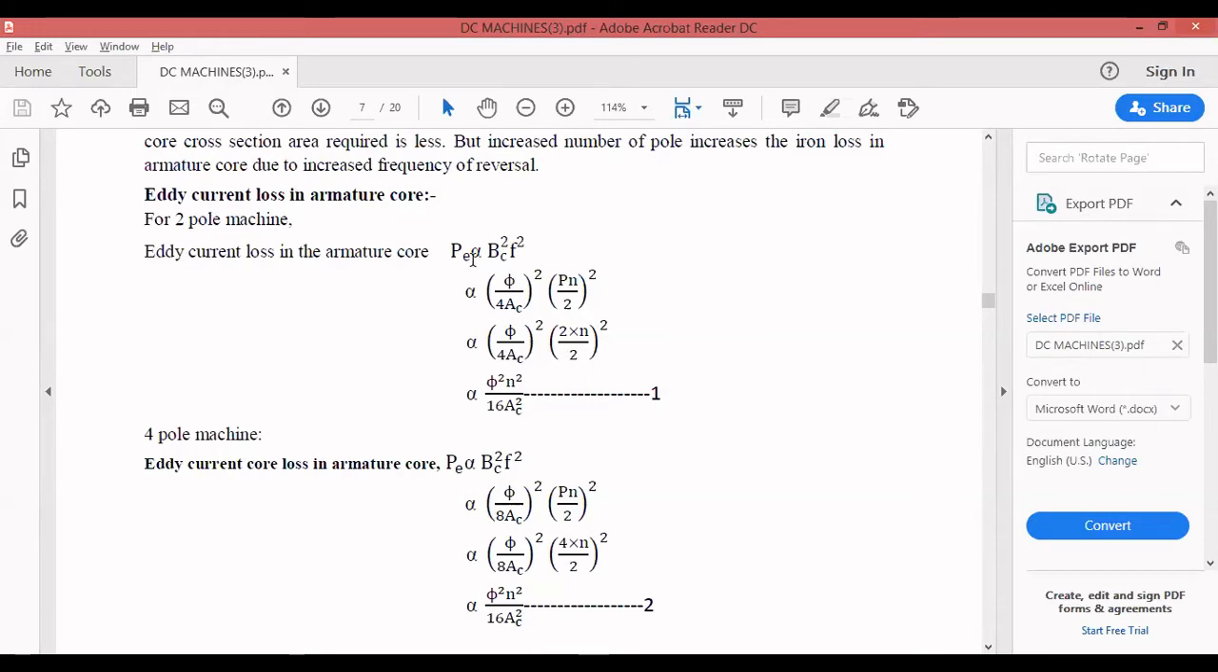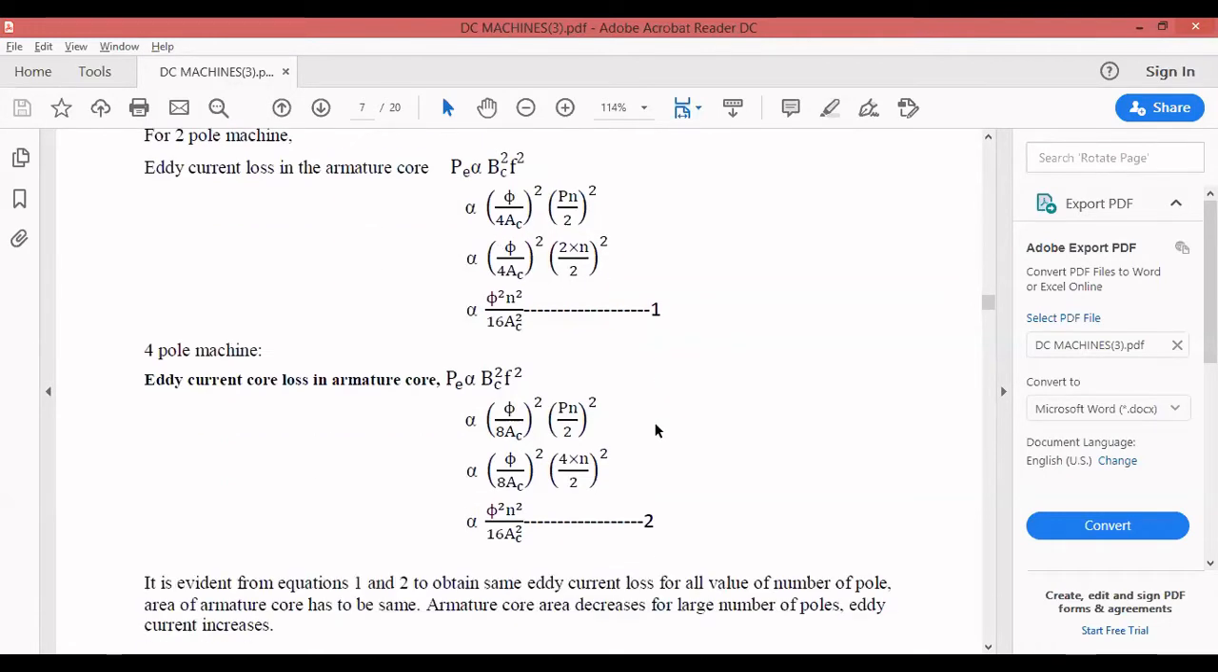Area of the armature core. If you see the relation here, P is proportional to phi square N square divided by 16 into AC square. So the eddy current loss is inversely proportional to what? The area of the armature. If the area of the armature increases, the eddy current loss decreases. Okay, like that. It's inversely proportional.